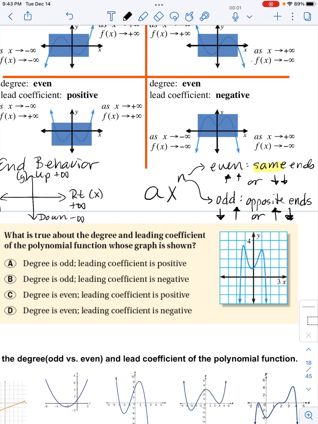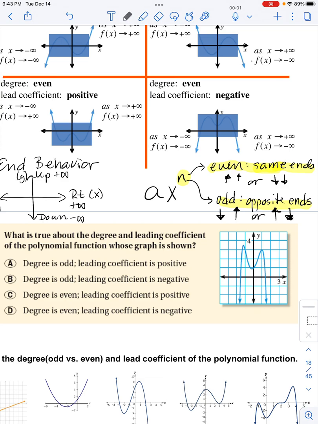So this is genuinely just memorizing. Like, what if this degree is even? Then they'll do the same thing. What if this degree is odd? Then they'll do opposite of one another. Okay, but then we need to know which direction they're going.